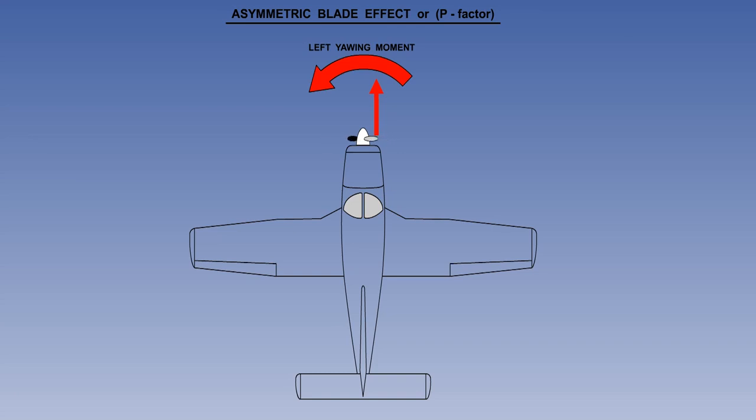Of the four turning effects we've looked at, the gyroscopic effect has perhaps the smallest influence on a single-engine light aircraft, because of its transitory nature. The other three turning effects, torque, spiral slipstream, and asymmetric blade effect, all cause a left yawing moment. As mentioned previously, their influence on the aircraft will be greatest at low indicated airspeed and high angles of attack.